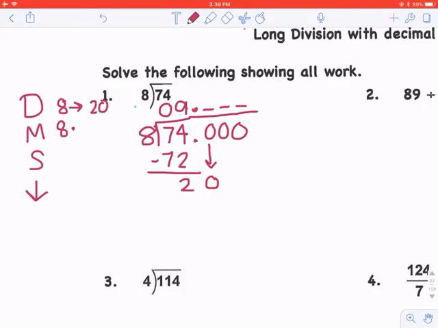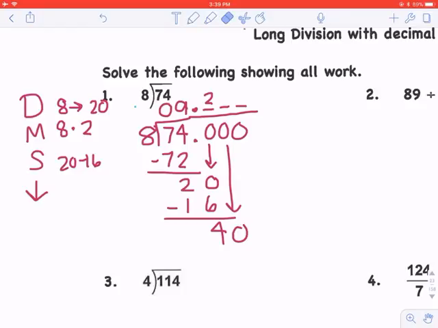8 goes into 20 twice. Next, multiplication: 8 times 2 is 16. Subtract 20 minus 16, I get 4. The problem still hasn't ended. I need to bring down another 0. I'm back to division. Remember, you're always looking at the bottom to decide what you're going to be dividing by.